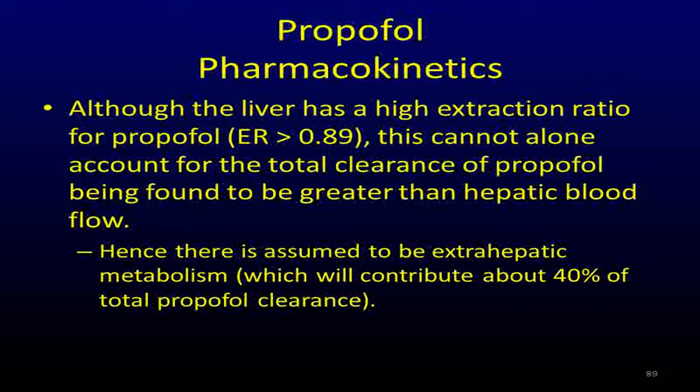Now the liver, the point there is that the liver will pull out a lot of this propofol from the blood, but the extraction ratio of that liver doesn't account for the rapid termination of the drug, so there has to be other mechanisms in play. So the lung extrahepatic metabolism, the redistribution.